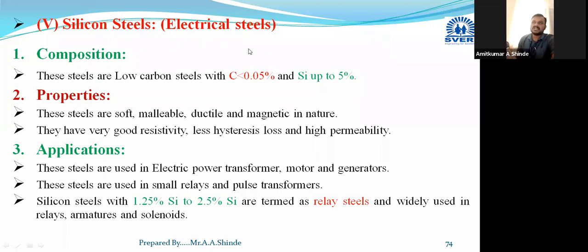Silicon steel is also termed as electrical steel. Why is it termed as electrical steel? Because depending on its application only, it is termed as electrical steel. Whichever components are manufactured with the help of these silicon steels found their application in the electrical field. A lot of components like electric power transformers, different kinds of electric motors, generators, and lots of other components are useful in the electrical field.